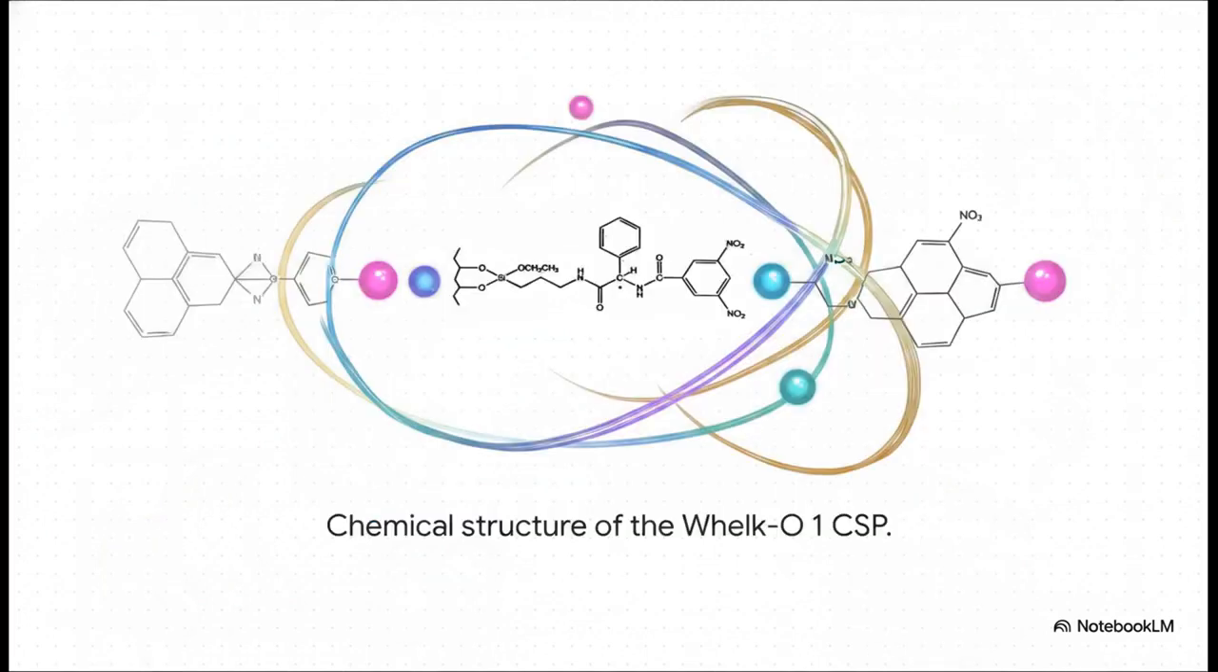Take a look at the Whelk-O1 structure. This is what we call a Pirkle type or brush type CSP. Pirkle columns generally rely heavily on pi-pi bonding and hydrogen bonding, but the Whelk-O1 is particularly fascinating because it's a hybrid. It actually bears both pi-acidic electron acceptor sites and pi-basic electron donor sites. That dual nature is exactly what lets it separate a really vast, complex array of drug compounds with pinpoint precision.